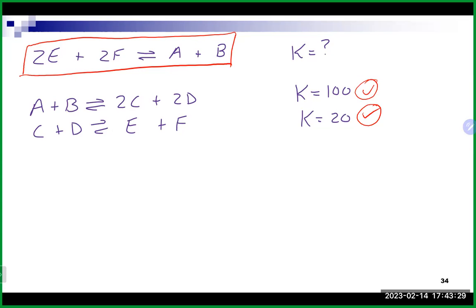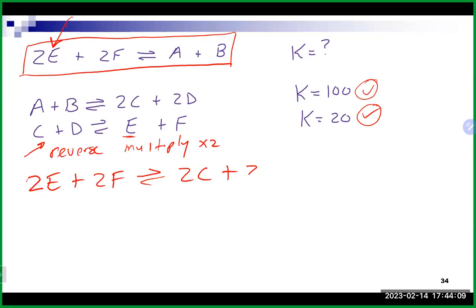So for example, here, I could start with E. I see that I need E on the left-hand side, but E in this equation is on the right-hand side. So I do need to reverse that reaction to get it to the left-hand side. In addition, I don't need 1 E, but I actually need 2 E's. So for this particular reaction, we need to reverse it to get everybody on the correct side, and we also need to multiply by 2 to get everybody in the right amount. When I do that, that gives me 2E plus 2F goes to 2C plus 2D.